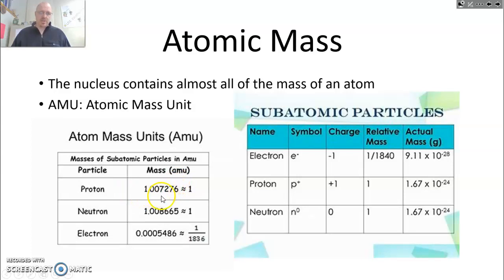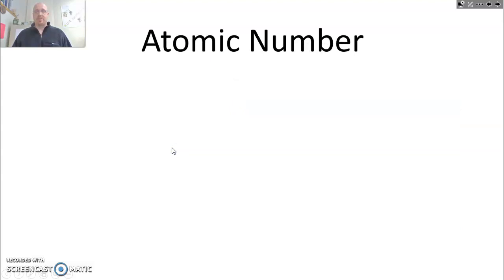A proton is just slightly over 1.007, right? That's the 7,000th. And a neutron is 1.008, all right? So basically we round that and just say it's 1. Whereas, again, the electron is 1 of 1,836. So it's a very, very small amount. So when we talk about AMUs, we're basically talking about protons and neutrons, okay? The atomic mass unit.